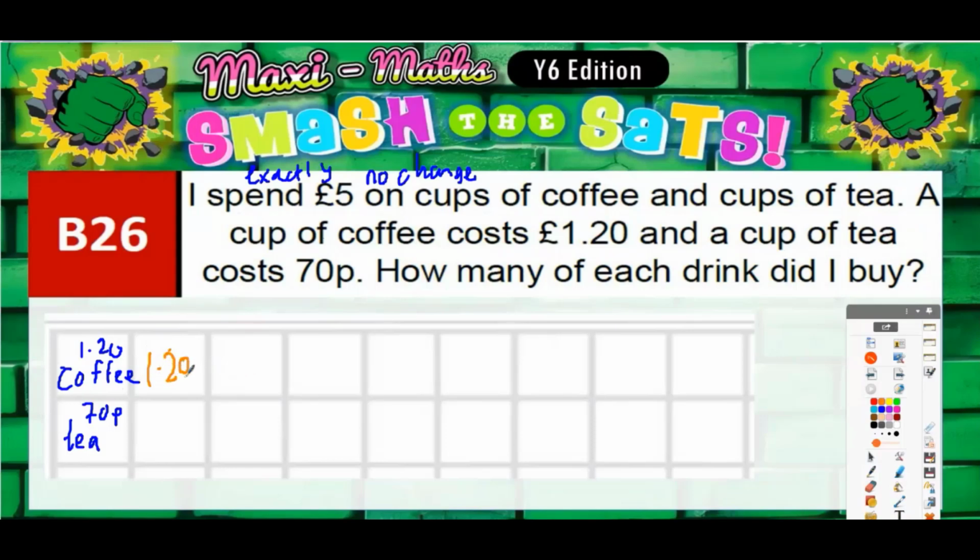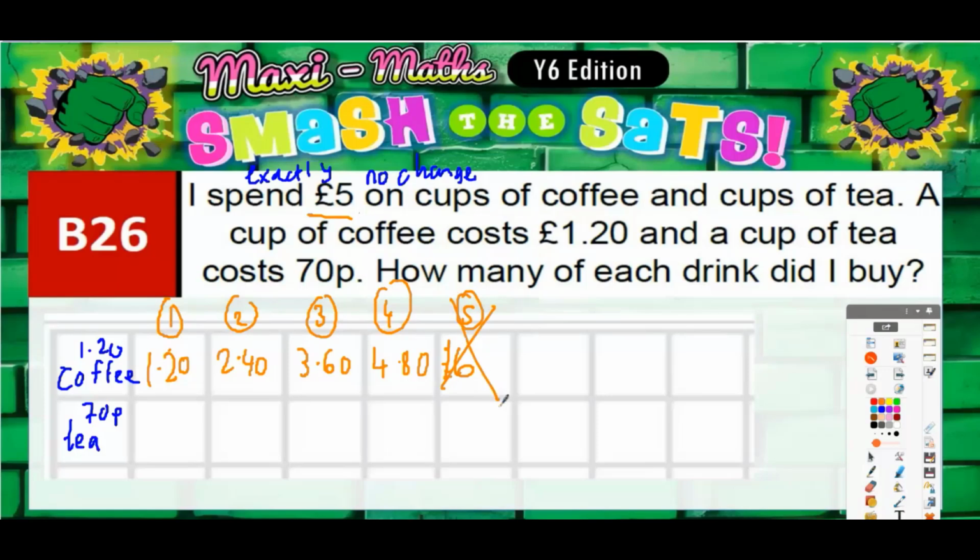Another coffee on top of that would be another £1.20, taking us to £2.40. Another £1.20 on top of that will take us to £3.60. Another £1.20 will take us to £4.80. And another £1.20 will take us to £6. Now, there's no point in me going any further because I only spent £5, and that's £6 already gone over the £5. So that's one coffee, two coffees, three coffees, four coffees, five coffees. But as I've just said, 5 coffees is no use because we've already gone over.